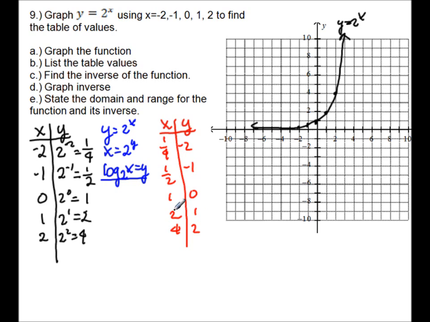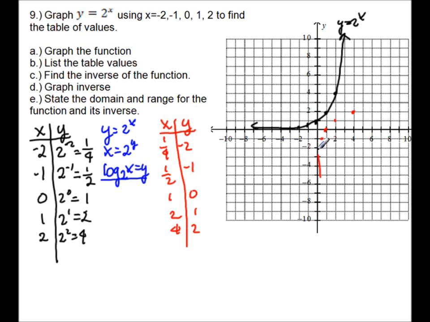So now we graph these values. So 1/4, negative 2, right about here. And then 1/2, negative 1 is right about here. 1, 0 is here. 2, 1 is here. And the last one, 4, 2 is right about there.